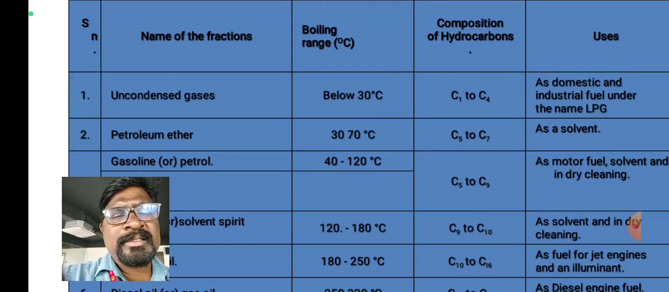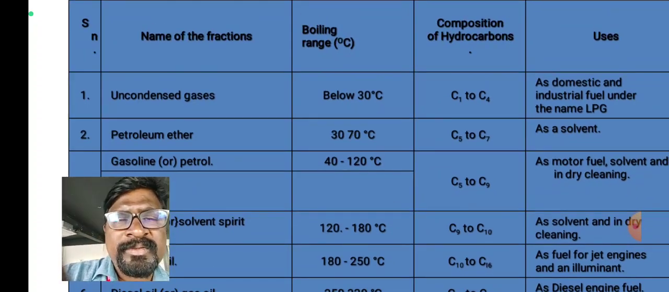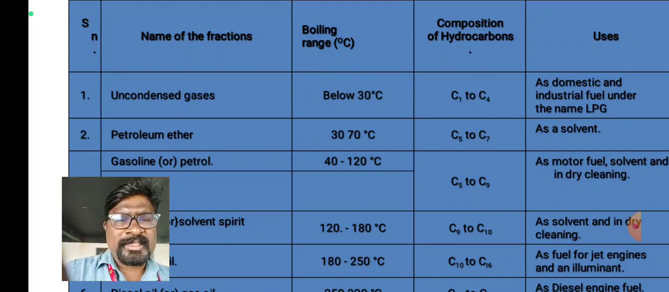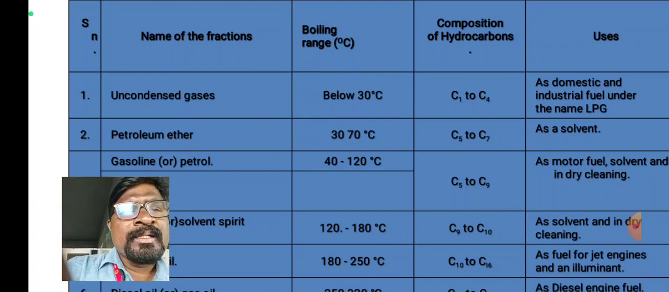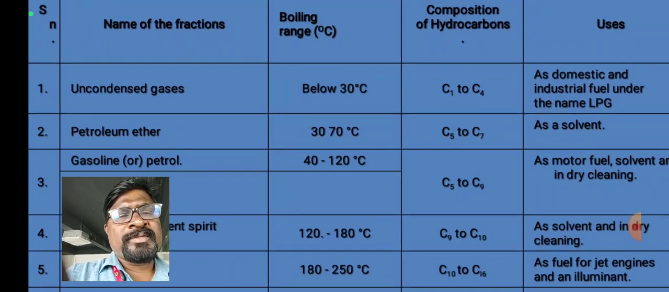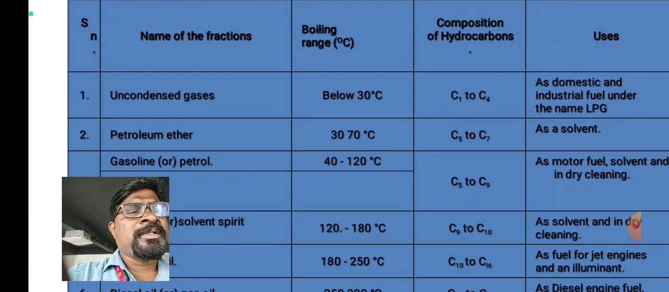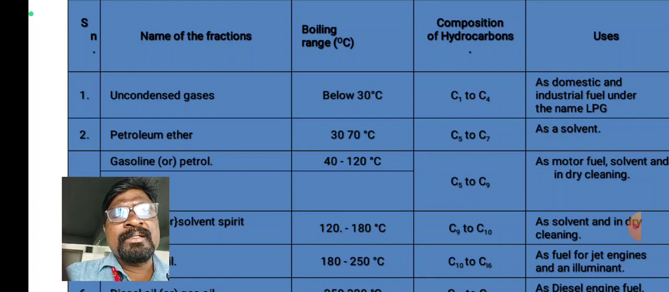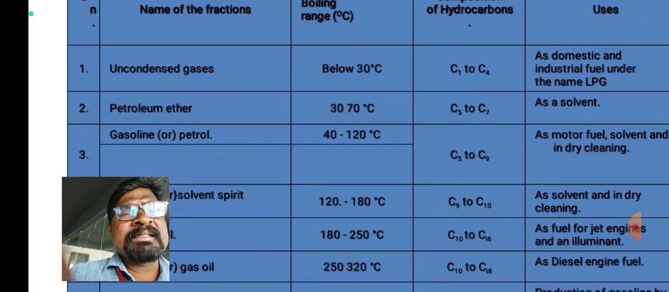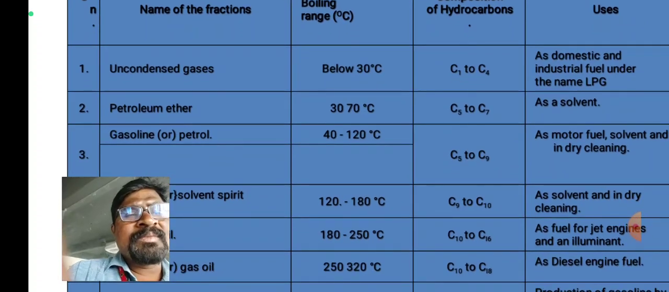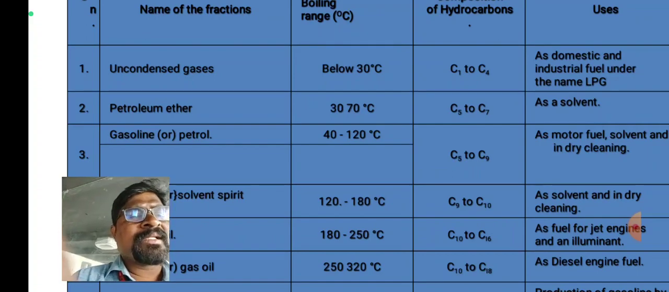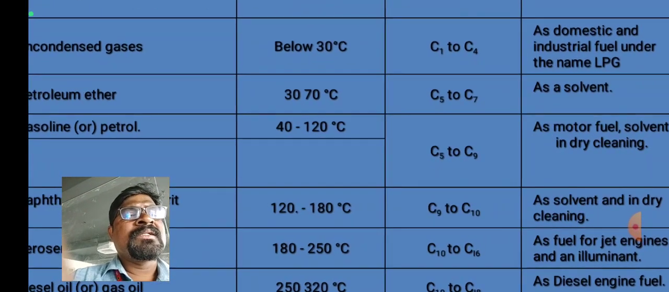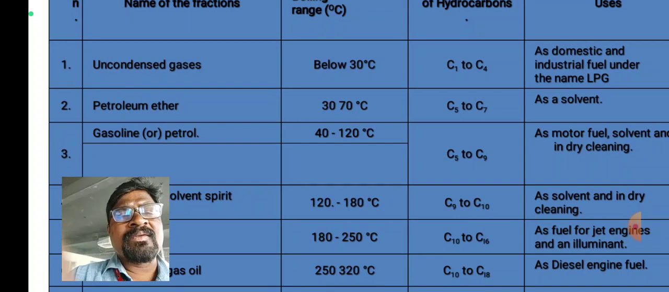So uncondensed gas, which is the vapors that do not get condensed and go outside as a gas. Its boiling range will be below 30 degrees Celsius, and the composition of hydrocarbons is C1 to C4, and it is used as domestic and industrial fuel under the name LPG, whereas petroleum ether has a boiling range between 30 to 70 degrees Celsius, and the hydrocarbons it contains are C5 to C7. It is used as a solvent.